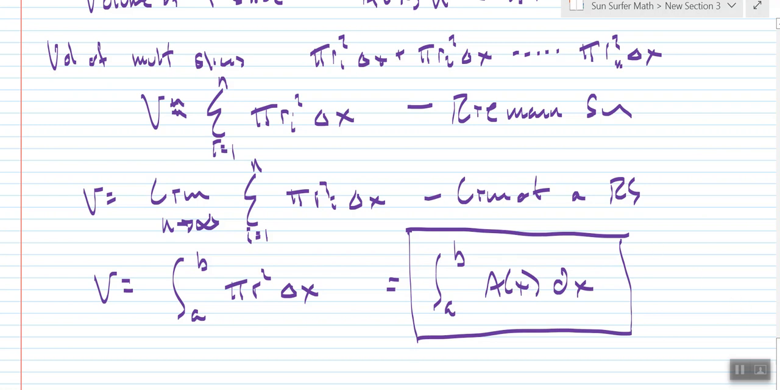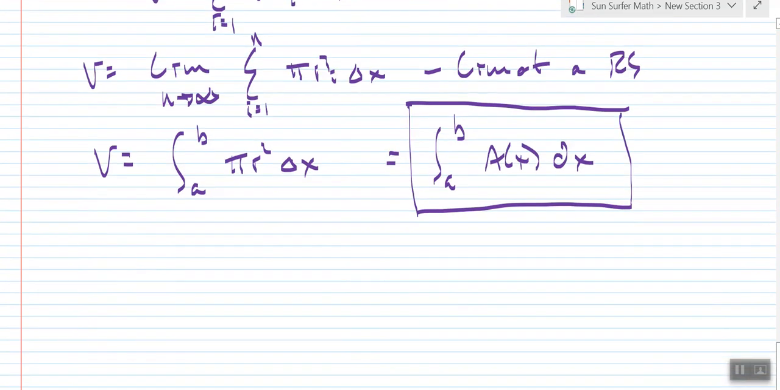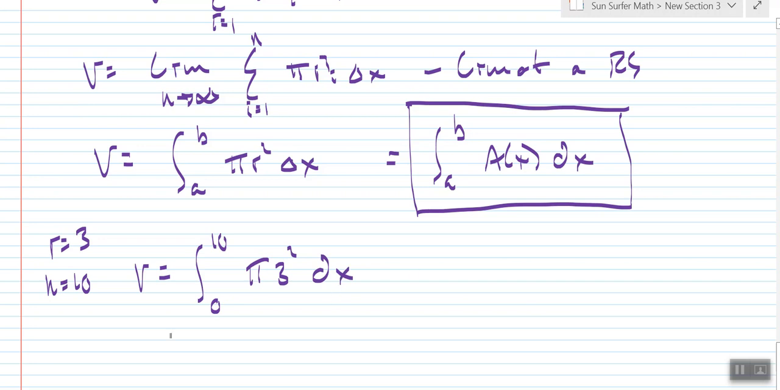So let's just see that this actually works using the same problem I used at the beginning of this video. So we have a can where the radius is equal to 3 and the height was equal to 10. I would want to set up the volume as the integral from 0 to 10 of pi times 3 squared dx. Well, that becomes the integral from 0 to 10 of 9 pi dx, which basically we would write as 9 pi times the integral from 0 to 10 of dx.